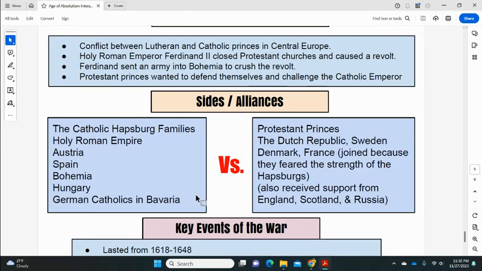The sides. Remember, this was a post-Protestant, post-Charles V situation in Central Europe, with Ferdinand, the brother of Philip, taking over as the Holy Roman Emperor. Remember, that's the Pope's representative in Central Europe. And basically, he kind of ignores the edict of the Peace of Augsburg and shuts down the Protestant churches. That causes a revolt. Remember, Bavaria and Bohemia; those are German states. Germany is not a united nation yet.